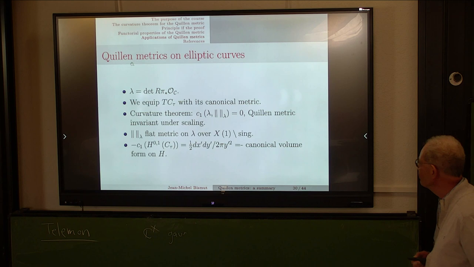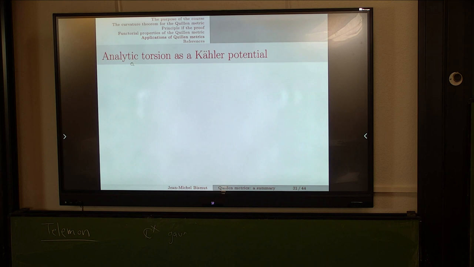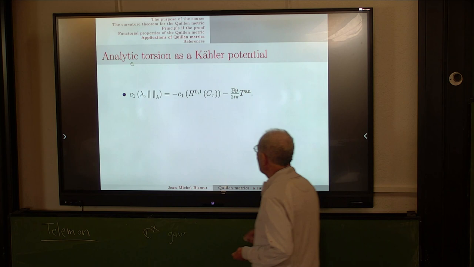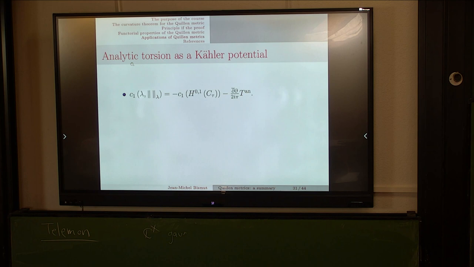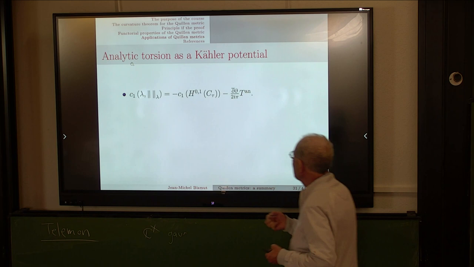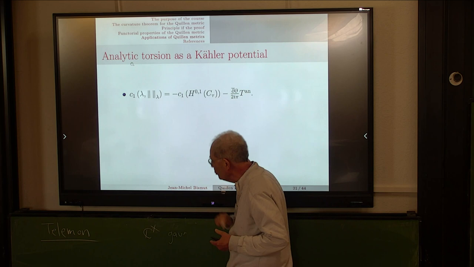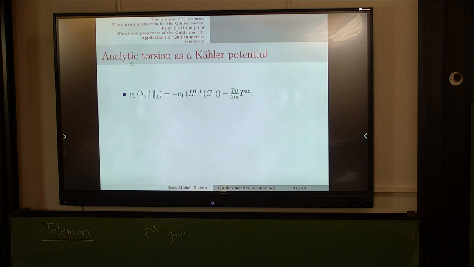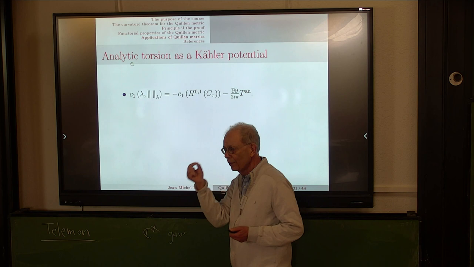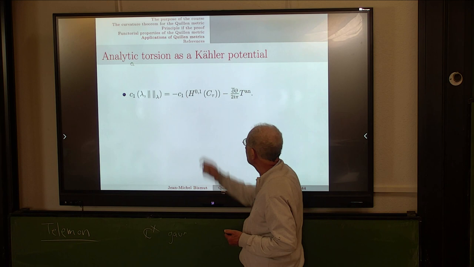So analytic torsion is a Kähler potential. I remind you that you have the formula which says that C1 of lambda equipped with its Quillen metric is equal to C1 of the determinant of the direct image equipped with the L2 metric minus d bar d of analytic torsion. In this case, for the C1 of lambda equipped with its L2 metric, the function 1, degree 0, there is no contribution. So what you get is just minus C1 of A01 of C tau.